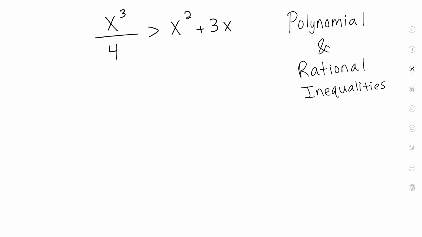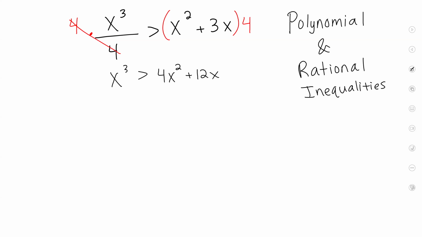So today we're going to do polynomial and rational inequalities. So here is an example of a polynomial. I do not want to deal with any fractions, so I'm going to multiply both sides of the inequality by 4. The entire thing by 4. These 4's will cancel out, leaving me with x cubed is greater than 4x squared plus 12x.